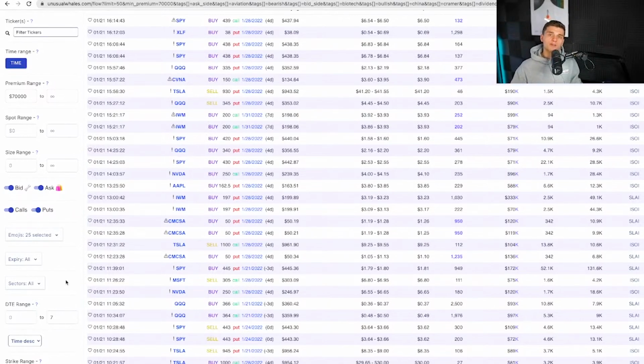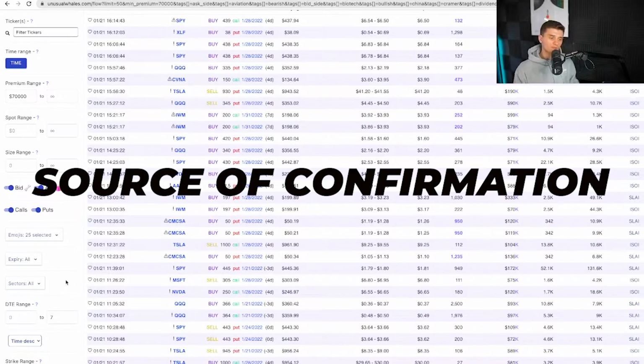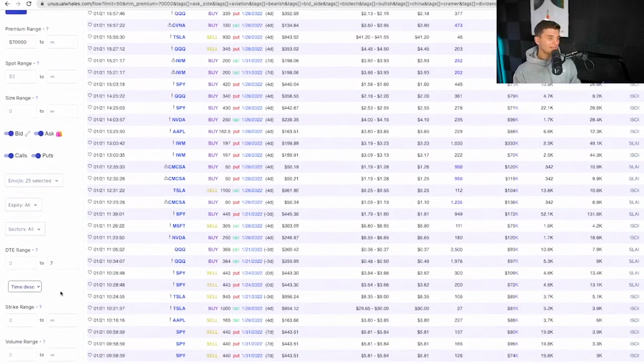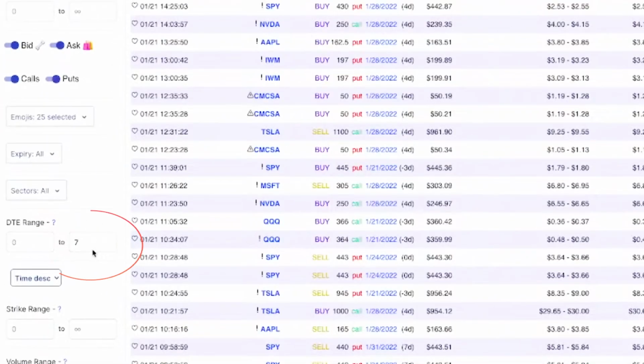I'm trying to follow the large moves up or the large moves down. And for me, Unusual Whales is a source of confirmation. I source my trades based on key levels and momentum and market sentiment. But again, I'm looking for a short-term move up or down. So therefore, I'm going to set my data expiration range as 7 days from today's expiration. That's going to give me a week out.